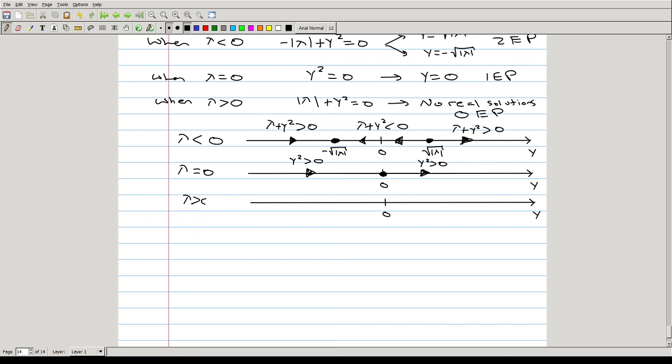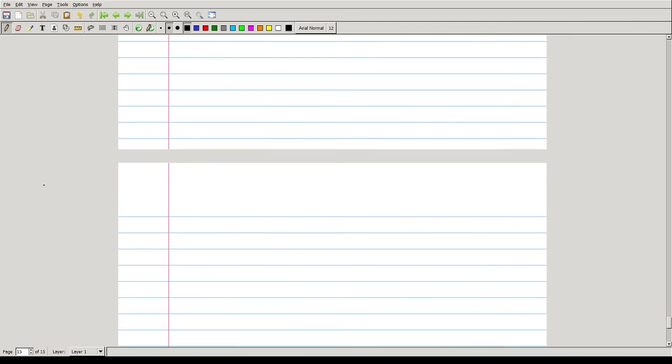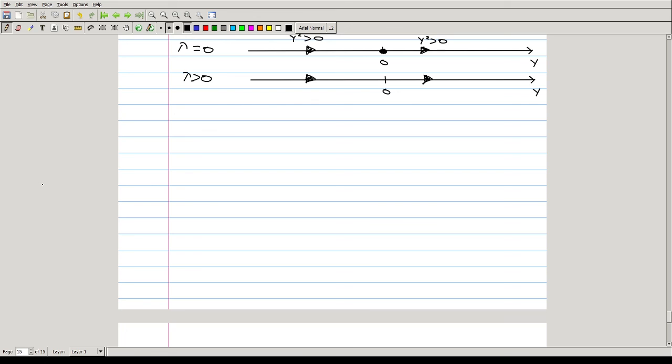And then when lambda is positive, you have no critical values, and lambda plus y squared is always positive. So we're just constantly increasing for any initial condition. Just like before, we can take a look at the bifurcation diagram of this.